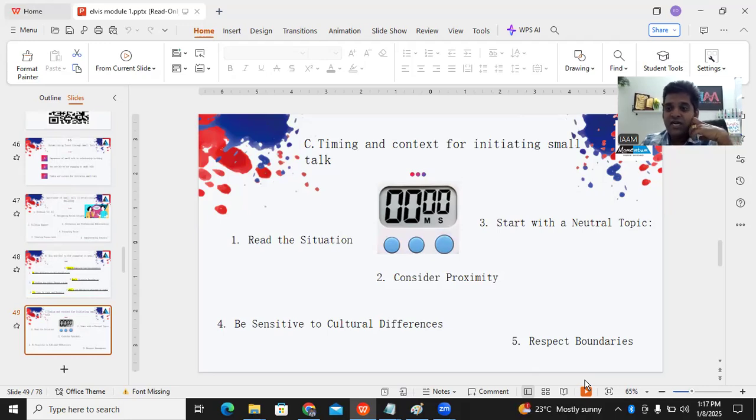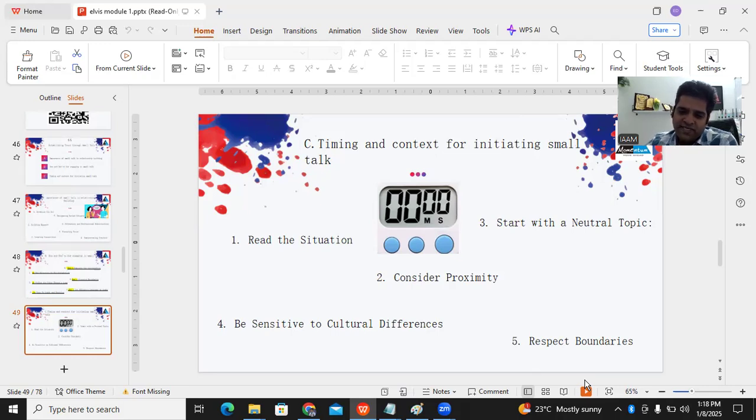The third is start with a neutral topic. Always when you are building rapport, start with a neutral topic about FORD. FORD is basically family, occupation, recreation, and dreams in life. So start with something neutral. If not at all, then just simply start with the weather.